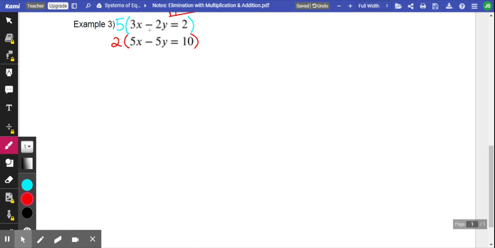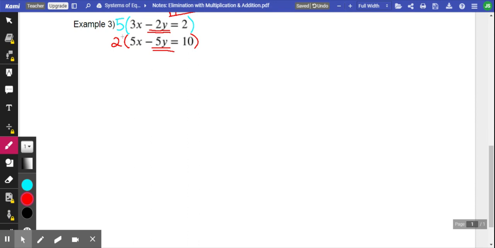If you look here, the ones that are attached to the y, the easiest way to get things to cancel out is you're taking the number that's in front of the y in the bottom, and that's going up in the top. You're taking the number in the top here that's attached to the y, and that's going in the bottom. It's the easiest way to get your numbers to match.